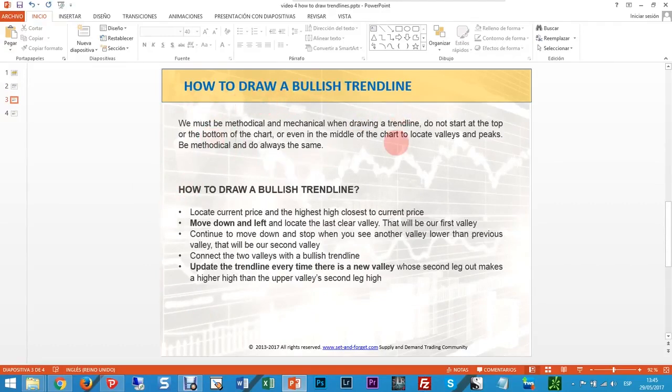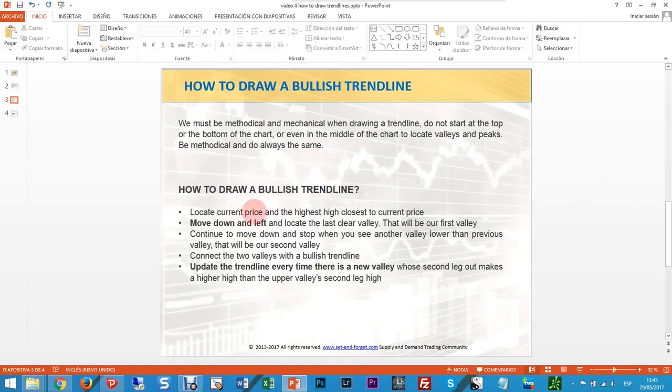We must be methodical and mechanical. When drawing a bullish trend line, we should not start at the top or the bottom of the chart, or even in the middle of the chart, as I see many people doing. We have to be methodical, do always the same thing. So how do I draw a bullish trend line?